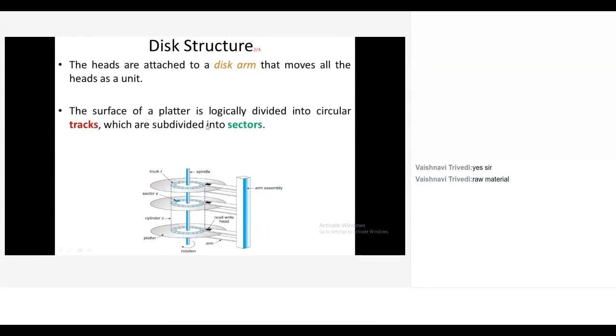The surface of a platter is logically divided into circular tracks, which are subdivided into sectors. You can see here that a number of tracks are there in this platter.